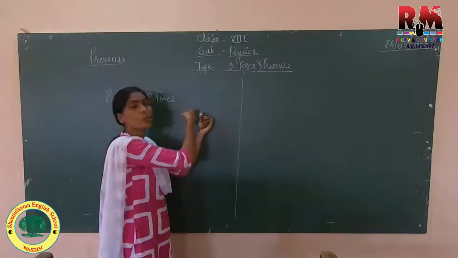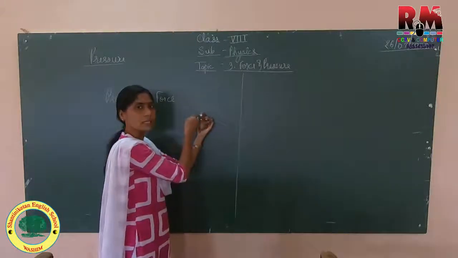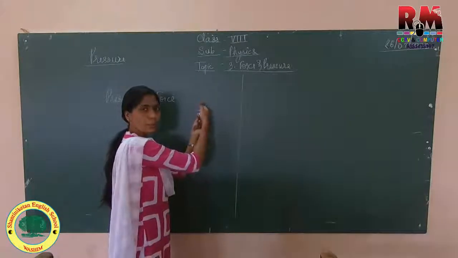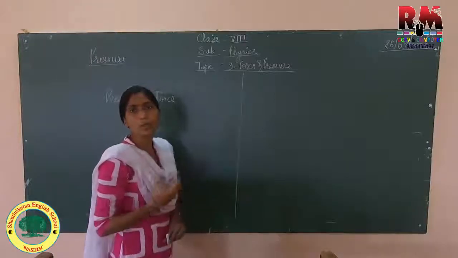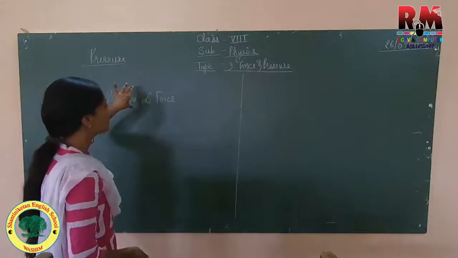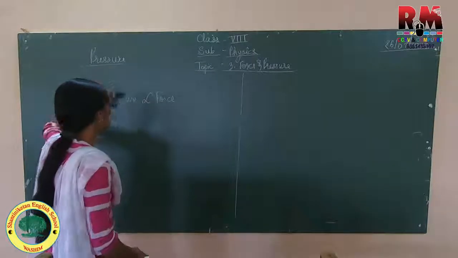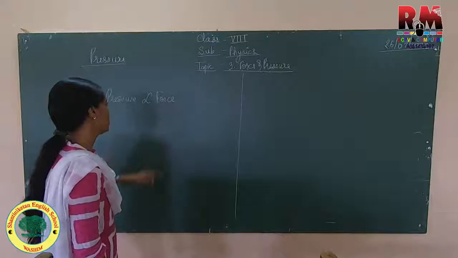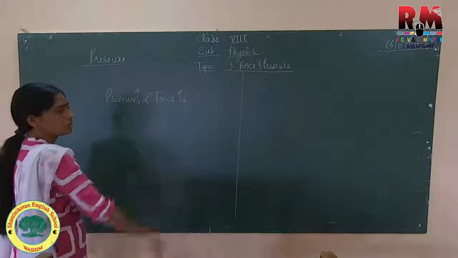What is the effect of hammering? The nail goes inside. So if I increase the force, more pressure is applied. If I decrease the force, pressure decreases, and the nail goes less inside the wall. So pressure depends on force, and as force increases, pressure increases; as force decreases, pressure also decreases. So it is directly proportional.